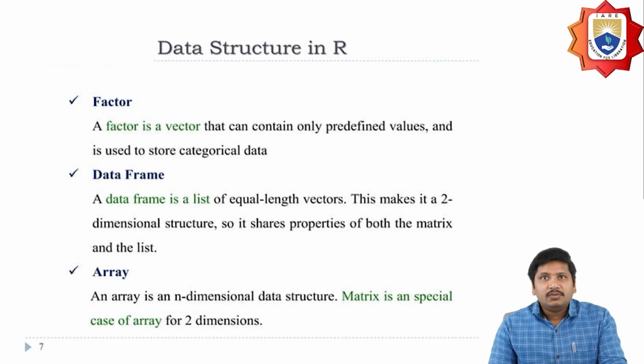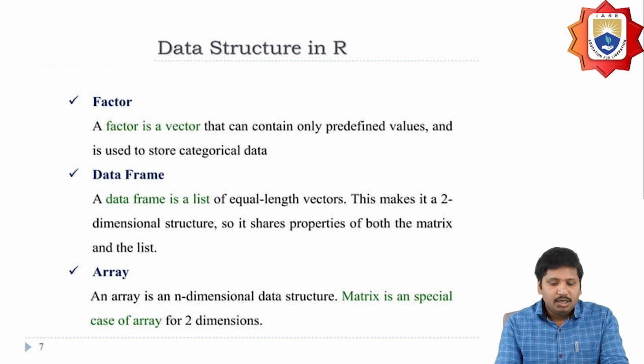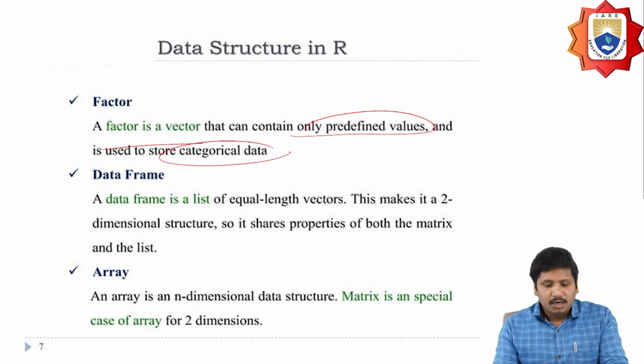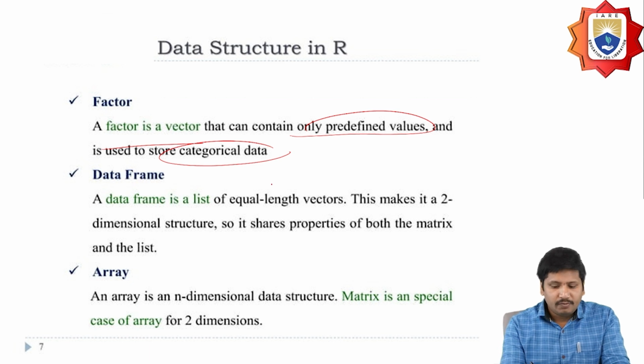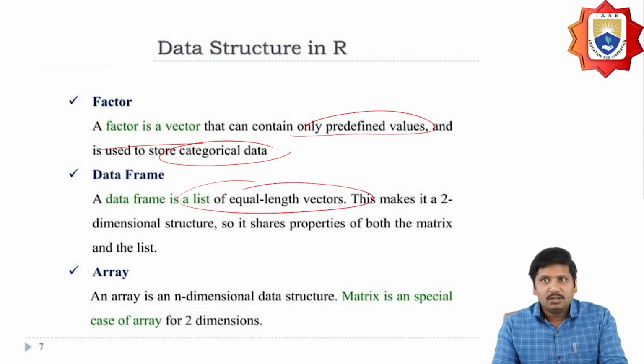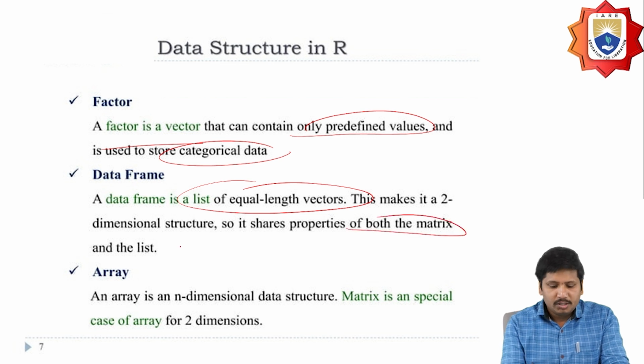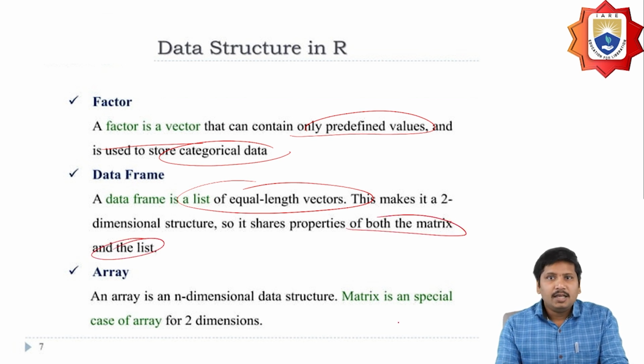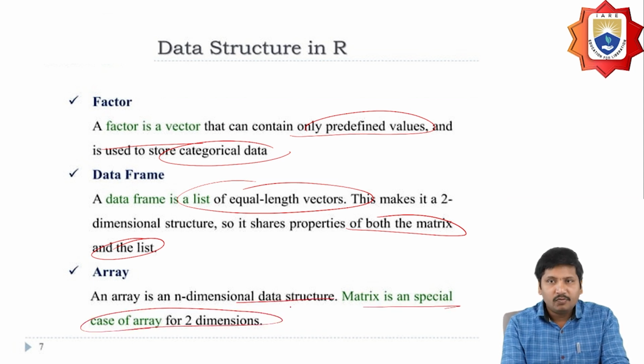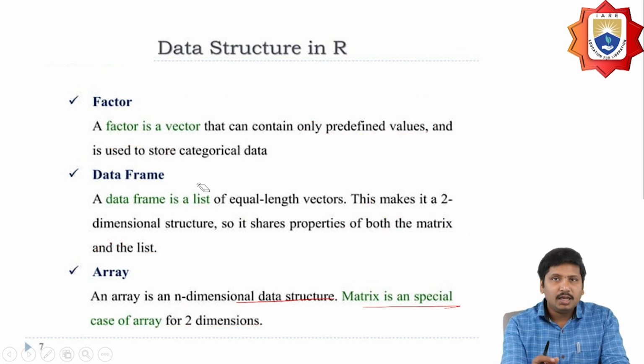Next is the factor. A factor is also a vector that contains only predefined values and is stored as categorical data. A data frame is a list of equal-length vectors, so it is also a two-dimensional structure, where it shares the properties of a matrix and a list. And an array is an n-dimensional data structure, where a matrix is a special case of an array of two dimensions.